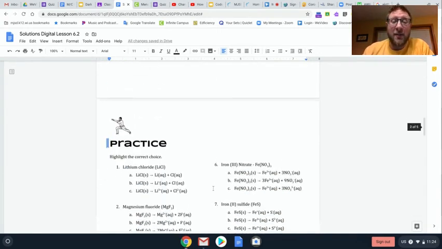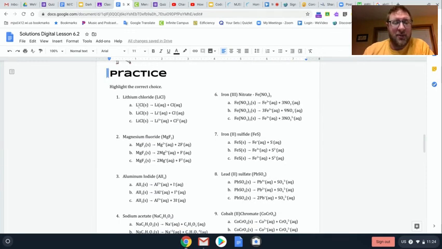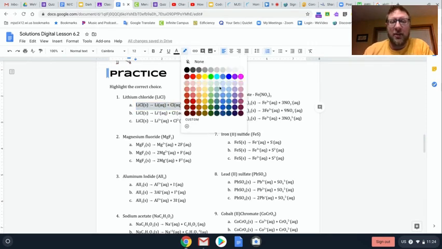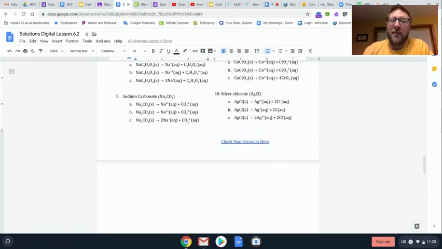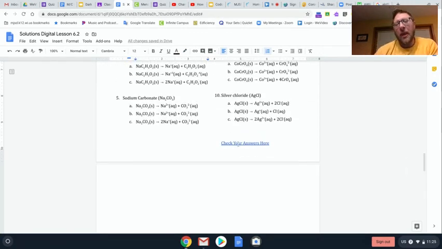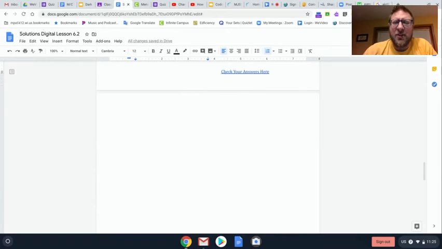The practice in this case, I'm going to ask you to take a look at different dissociation equations. For instance, lithium chloride. I'm going to have you highlight the correct choice. So if you think this one's the correct choice, I'm not saying it is, you would come here and give it a highlight. Pick your color. It doesn't matter. Whatever you feel like. Whichever one you think is correct, you'll highlight that one. You've got 10 problems. And if you want, you can check your answers here. That'll take you to a different document with the answer key. That ought to do it for the practice.